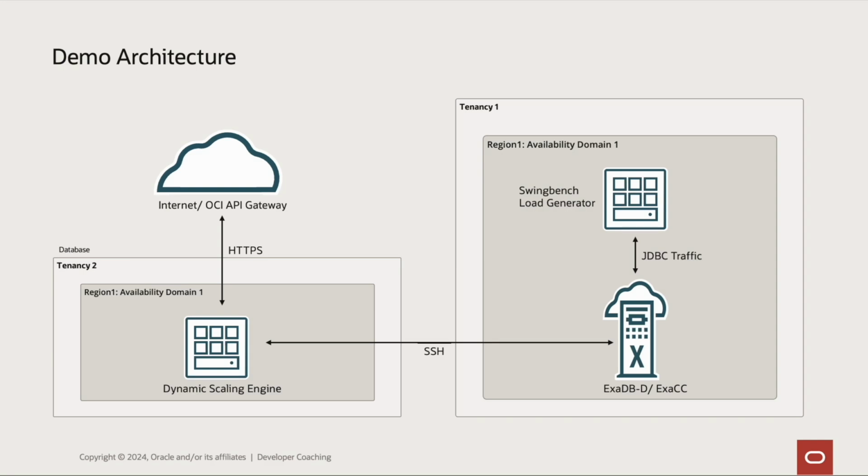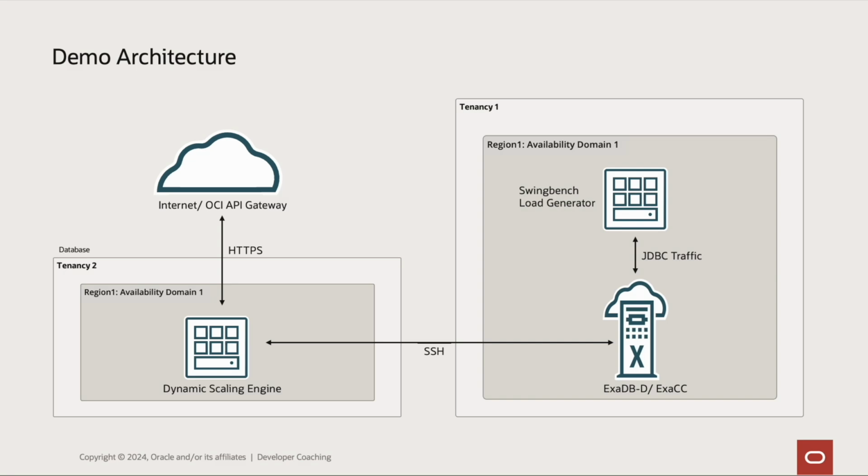Let's take a look at our demo architecture. In our demo, we have two OCI tenancies. In tenancy 1, we have an Exadata dedicated system, and we also have a swing bench load generator VM. This VM is going to generate the database traffic on the Exadata. In tenancy 2, we have another VM, and this is going to run the dynamic scaling engine.